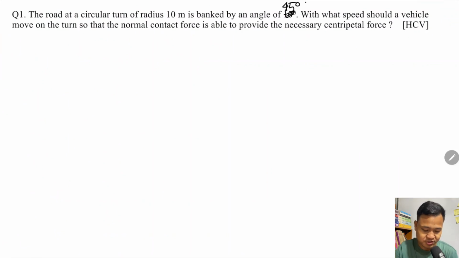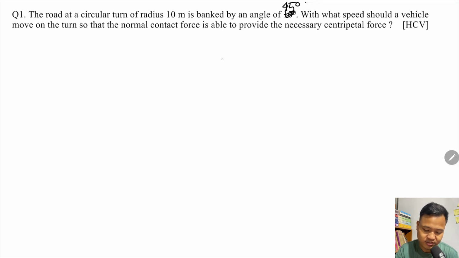Then the first question: the road at a circular turn of radius 10 is banked by an angle of 45 degrees. With what speed should the vehicle move on the turn so that the normal contact force is able to provide the necessary centripetal force? Another way of saying this is, for no sliding. The angle is given as 10 degrees, but I'm making it 45 to make the calculations easier.